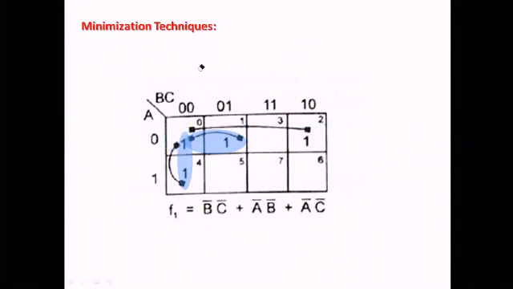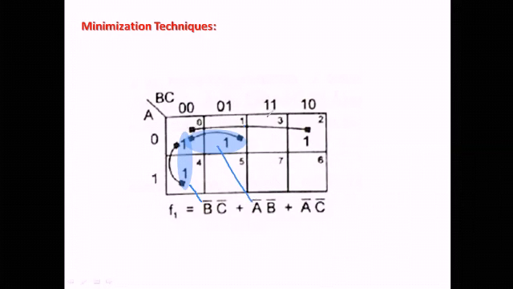What is the value of this one? A is changing, so it will be B bar C bar. That is, the value of this pairing is B bar C bar. Now these two ones, again see the value of A is same, that is A bar. B is also same, that is B bar, 0, 0. Only C is changing, so we will not take C. That is, this one is A bar B bar.